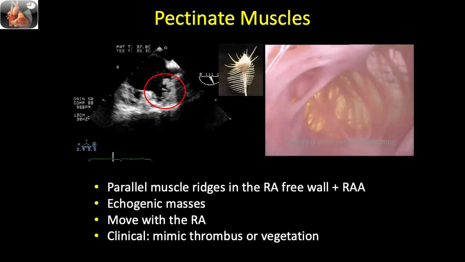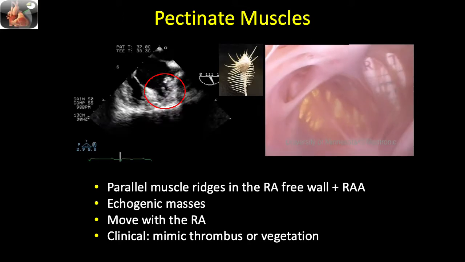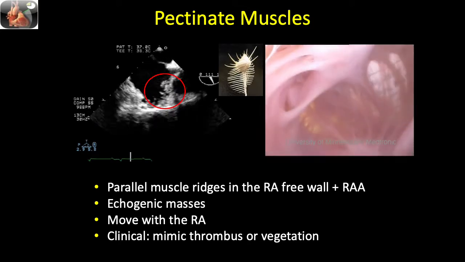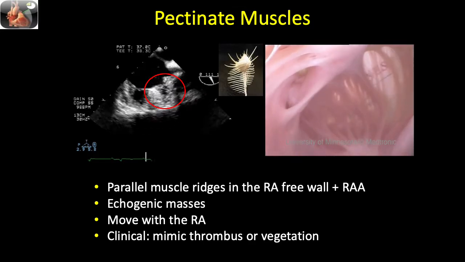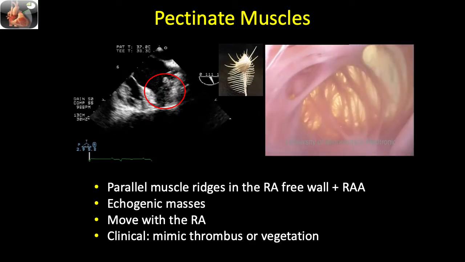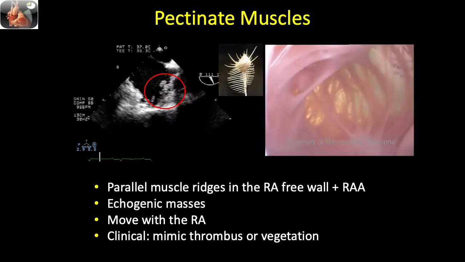They are seen as echogenic masses in the atria and more prominently in the appendages that move with the heart in the mid-esophageal views. They may mimic thrombus or vegetation.